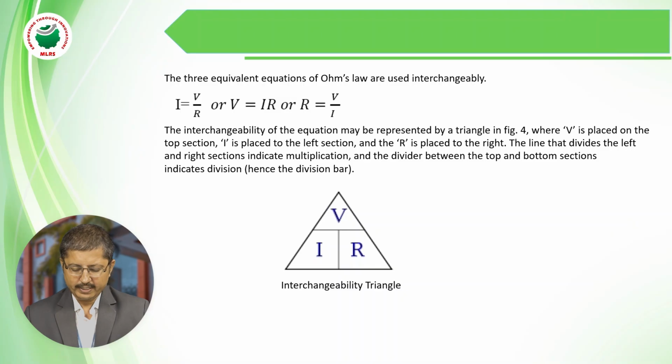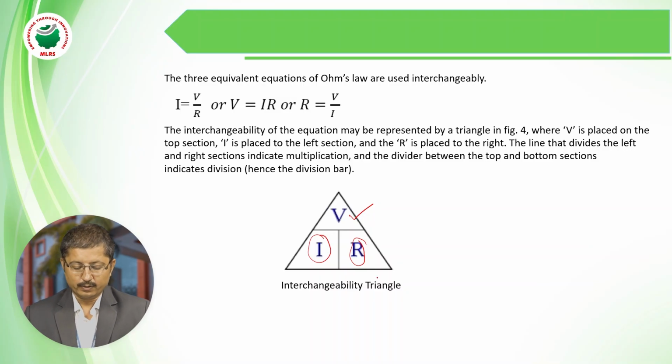This can be represented here. These are all interchangeable. For example, if we want to find the current in the triangle, then current I equals V divided by R. From this triangle you can see, if you want the current, I equals V by R, or if you want V, V equals I into R, or if you want R, it is the ratio of V by I, voltage to current.